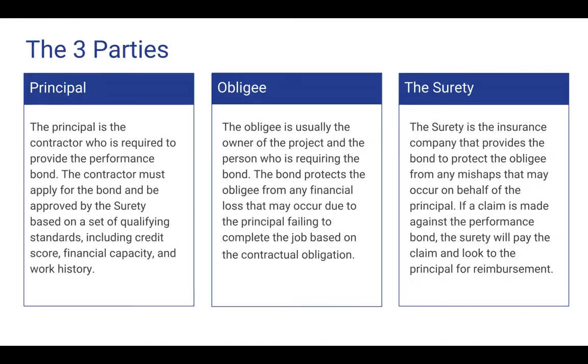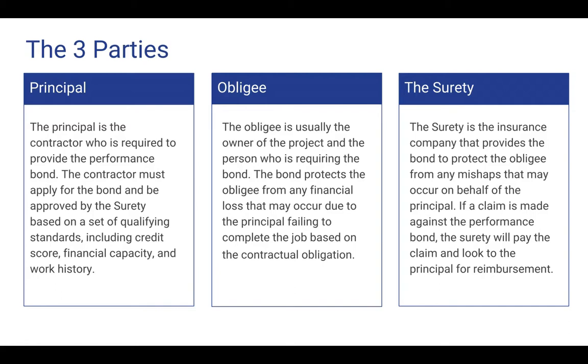Let's talk about the three parties. The principal. The principal is the contractor who is required to provide the performance bond. The contractor must apply for the bond and be approved by the surety based on a set of qualifying standards, including credit score, financial capacity, and work history.